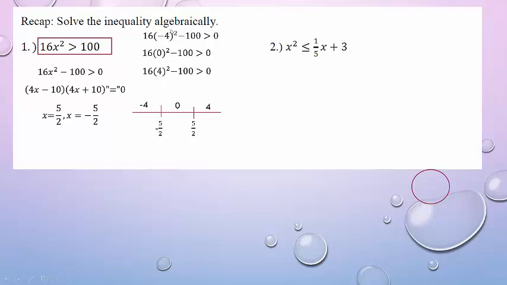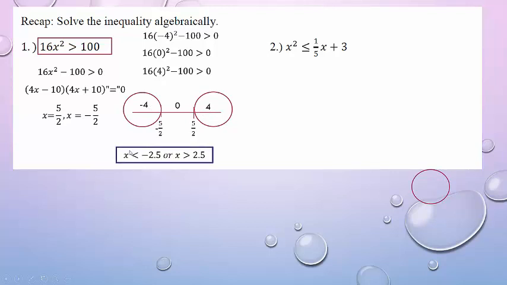If we do 16 times 16, we're definitely going to get something bigger than 100. So this region's going to work. This would become 0. 0 minus 100 is negative, so that region fails. We'll find that if you use 4, that region also works. So I have two intervals that passed my test. So for my answer, I can say any values that are less than negative 5 halves, or 2.5, or any values that are bigger than 2.5 will work.